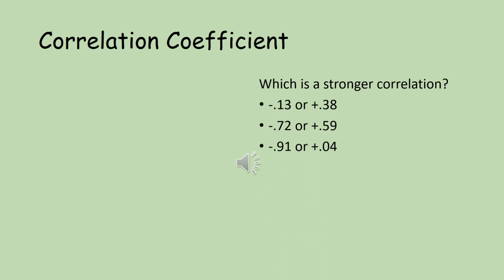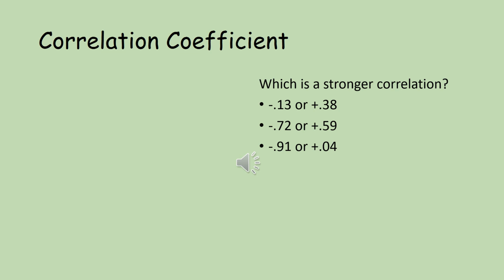You may see a question on your exam that asks which of the following would be a stronger correlation. So if you look at the numbers, first one you have negative 0.13 or a positive 0.38. So what you're looking at is the closer you get to 0, the weaker the relationship, the closer you get to positive 1.0 or negative 1.0, the stronger the relationship. I think it's easier to just convert them to a percent. So 13 or 38%, which is stronger, obviously 38.